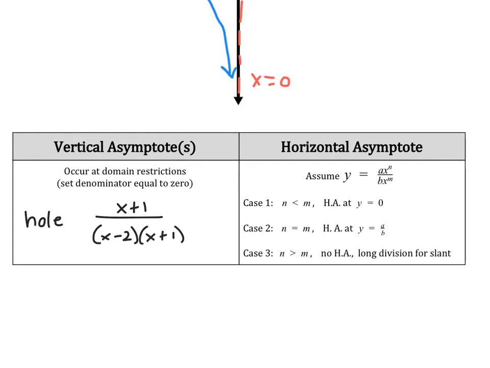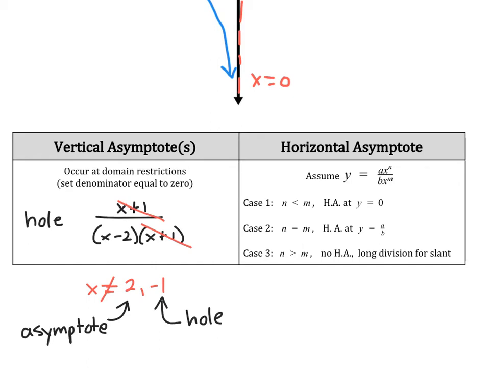So you might notice that while there are two domain restrictions, x cannot be 2 or negative 1. However, the x plus 1 factor actually cancels out. So that's kind of a removable discontinuity. So this will become a hole in your graph, but 2 will remain an asymptote. So just look out for that. Not every domain restriction becomes an asymptote, because if it does factor out of your function, it's simply a hole. So just something to look out for.